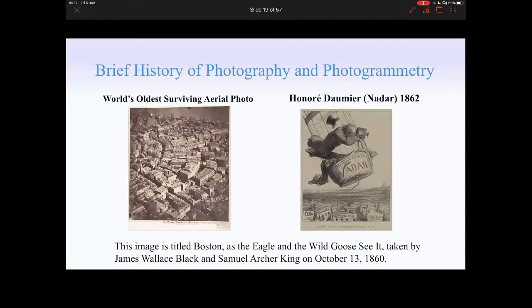The image on the left is the world's oldest surviving aerial photo. This image is titled Boston as the Eagle and the Wild Goose See It. This is representative of a technology that was incorporated to hot air balloons. The image on the right is a depiction of the process.